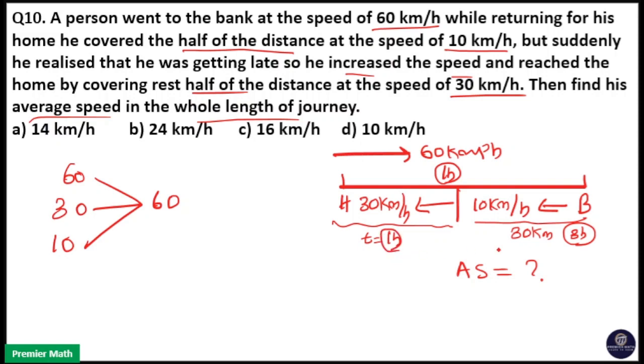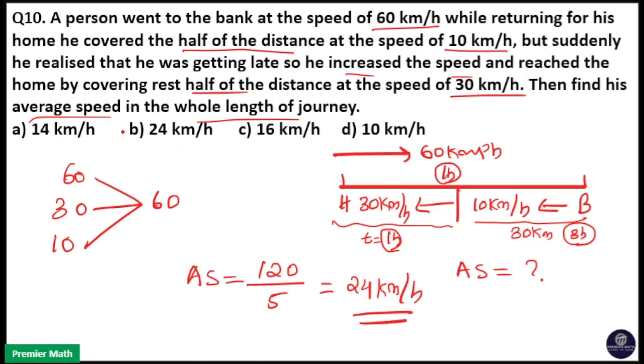So here the total time is 3 plus 1 plus 1, that is 5 hours. And the total distance is 60 plus 60, that is 120 km. So the average speed is total distance 120 divided by total time 5, that is 24 km per hour. That is your answer. Option B is your answer.